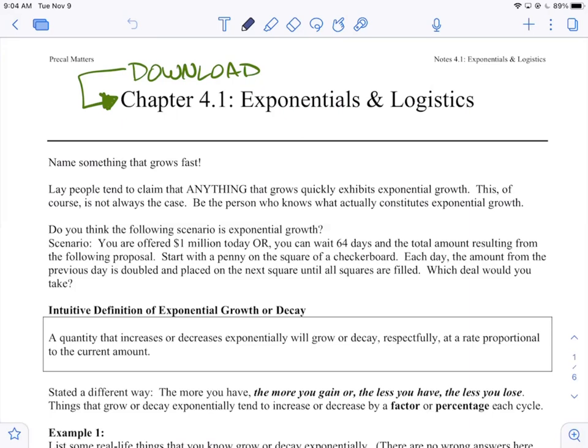Is it intuitive in your brain to imagine that the checkerboard scenario is going to amount to more than $1 million? I mean, if there were enough days, like 365 days, yes. Well, 64. You keep changing things. How many pennies is $1 million? How about that?